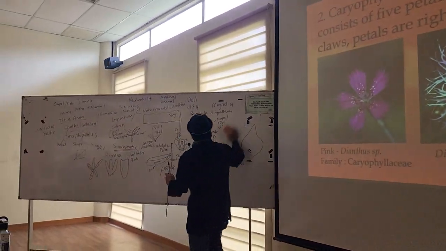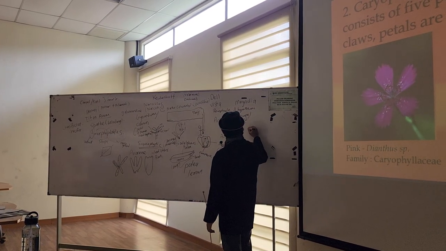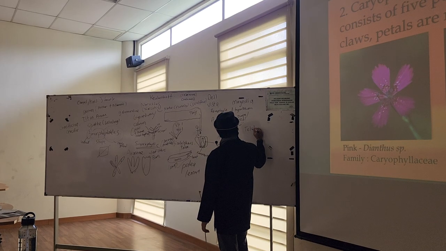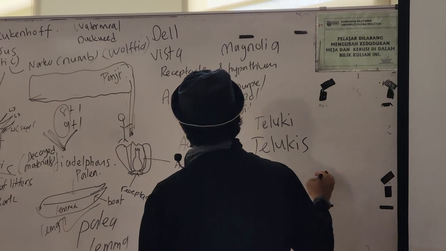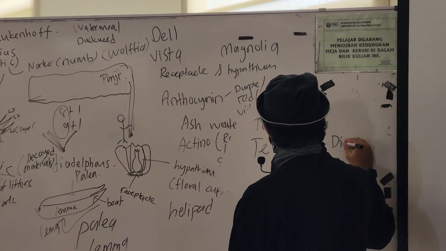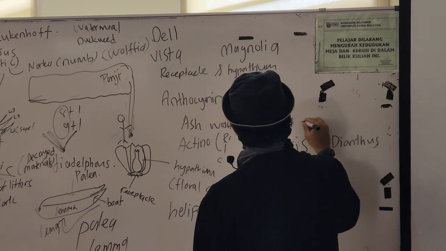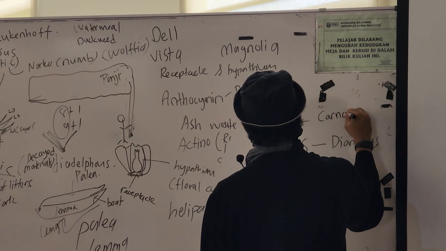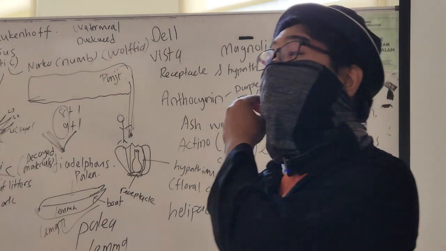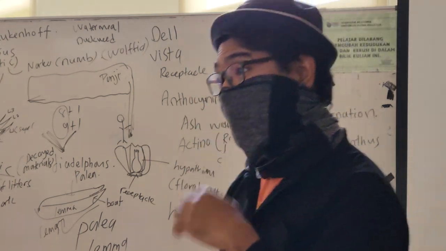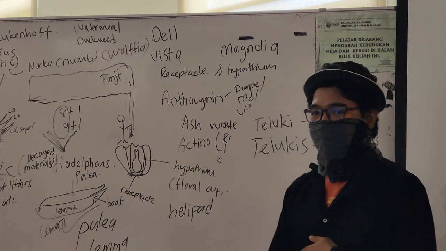I'll just wrap this. Got two flowers. Teluki. Telukis. This is dianthus. This guy, teluki, is carnation. That's why it's not easy to use common names. People get confused so easily.